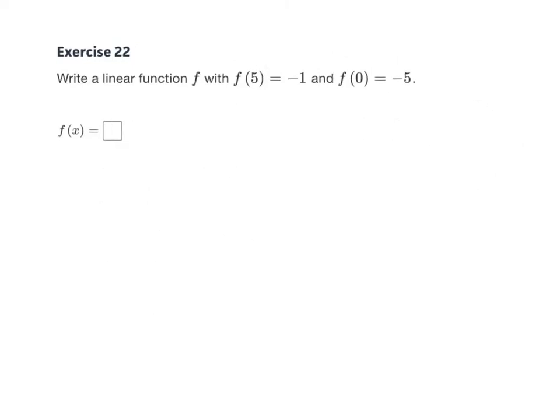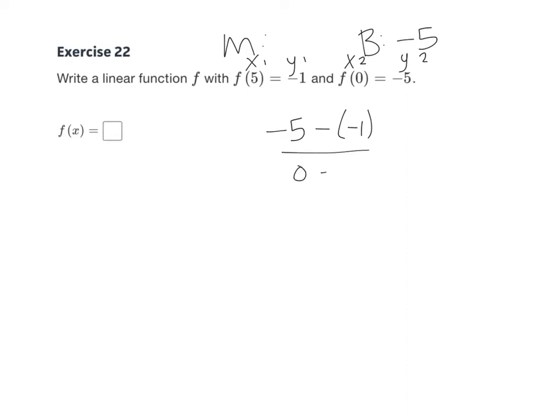22. Same thing, we're going to have to find a slope. We're going to have to find our y-intercept, which is going to be paired with the 0, so this one is going to be -5. x1, y1, x2, y2. So this is going to be -5, our y2, minus our y1, minus a -1 over 0 minus 5.